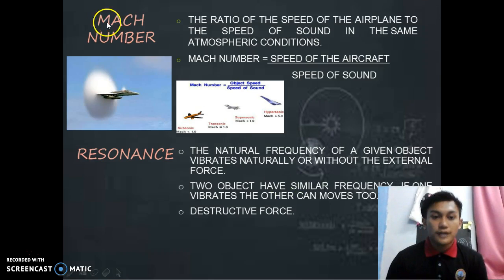Alright, now we go to the Mach number. Mach number is the ratio of the speed of the airplane to the speed of sound in the same atmospheric condition. The formula is Mach number equals speed of the aircraft divided by speed of sound. Resonance is the natural frequency at which a given object vibrates naturally, without an external force. If two objects have similar frequency and one vibrates, the other can move too. And resonance can be a destructive force.